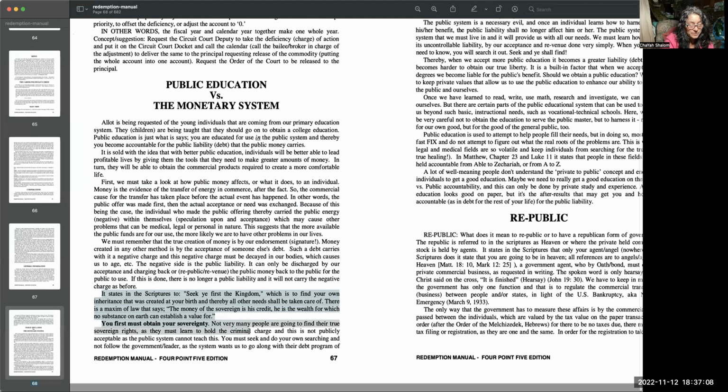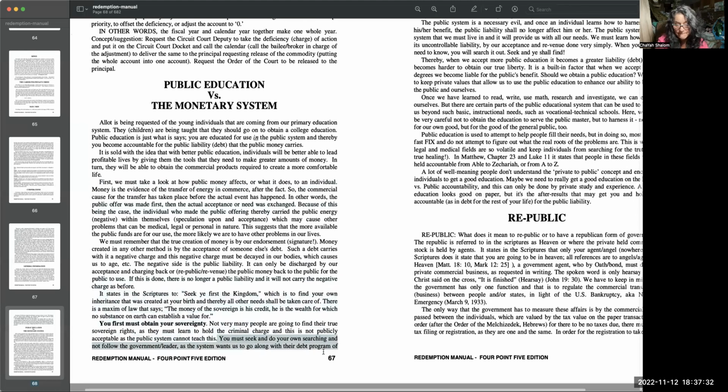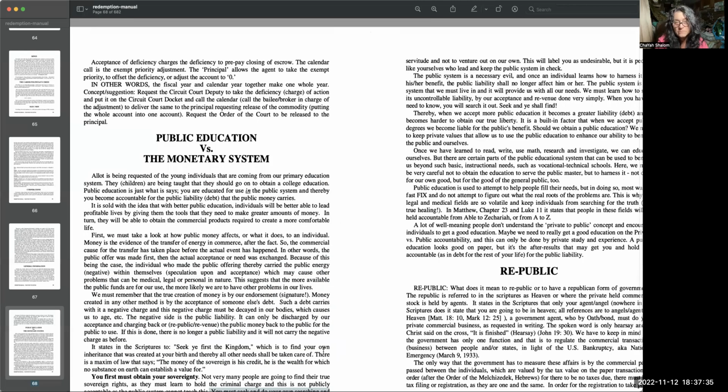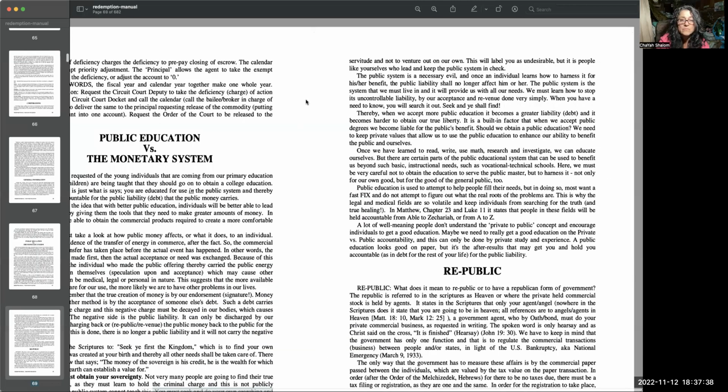Not very many people are going to find their true sovereign rights, as they must learn to hold the criminal charge, and this is not publicly acceptable, as the public system cannot teach this. You must seek and do your own searching, and not follow the government leader as the system wants us to go along with their debt program of servitude, and not to venture out on our own. This will label you as undesirable.